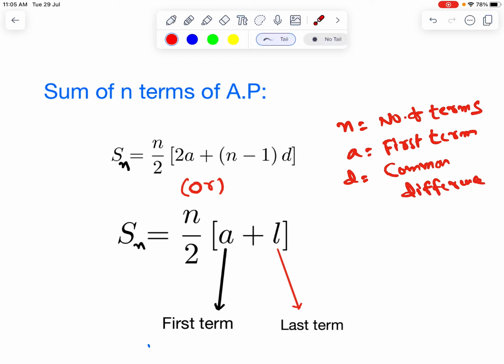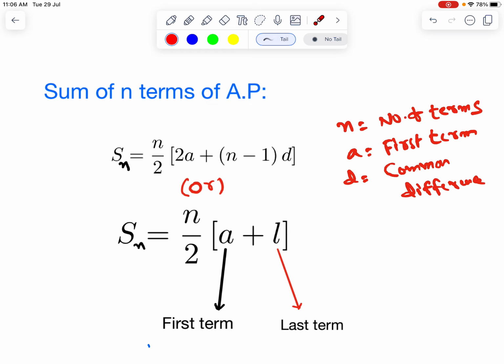We have another formula. Suppose in this sum they are given first term and last term, then you can use this formula. Sn is equal to n by 2 into a plus l. a is equal to first term, l is equal to last term, and n is equal to number of terms. Okay. You want to find sum of n terms, you can use these two formulas.